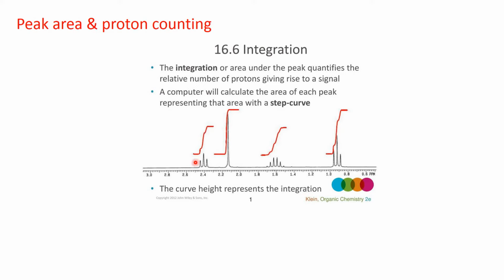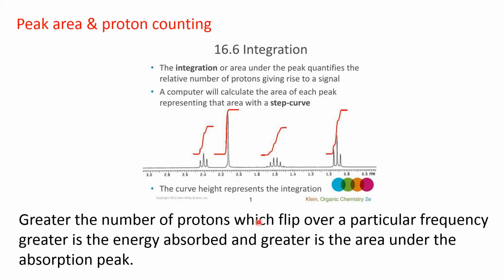Whether it is a multiplet or a single peak, the area under this peak gives the relative number of protons giving rise to that signal. The computer will calculate the area of each peak and represent that area with this step curve. If the area is more, that means a greater number of protons are absorbing at this position or at this magnetic field. So, the greater the number of protons which flip over at a particular frequency, the greater is the energy absorbed and the greater is the area under the absorption peak.